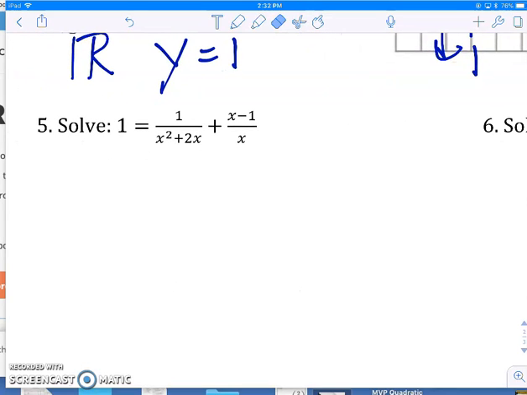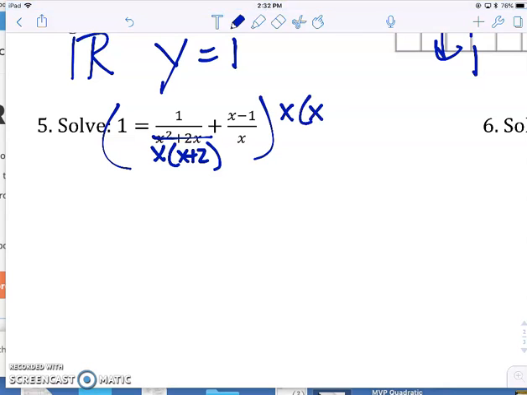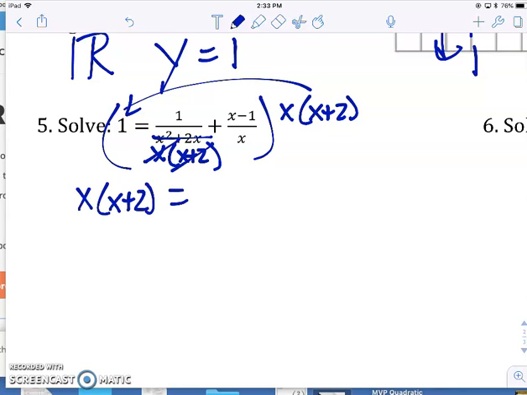So this next part here, we have to fraction bust to solve this. So if we factor, and this is x times x plus 2. So if we fraction bust, we multiply by x and x plus 2. And then if we distribute here, so this would be x times x plus 2 equals, they both reduce out, so 1, plus the x reduces out, so x minus 1 times x plus 2.